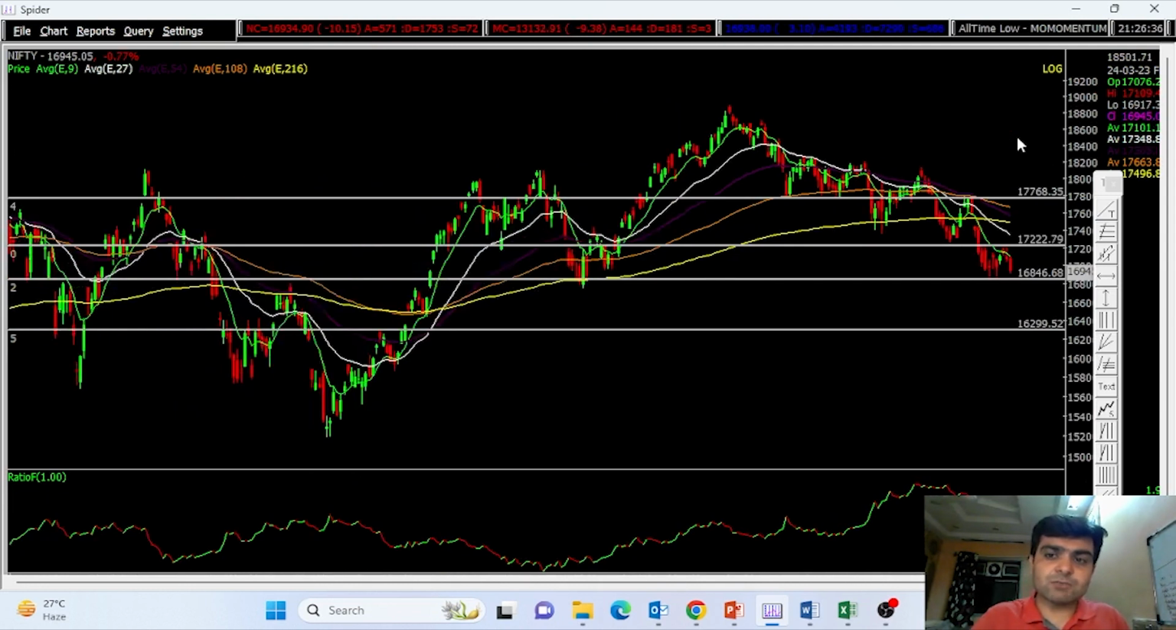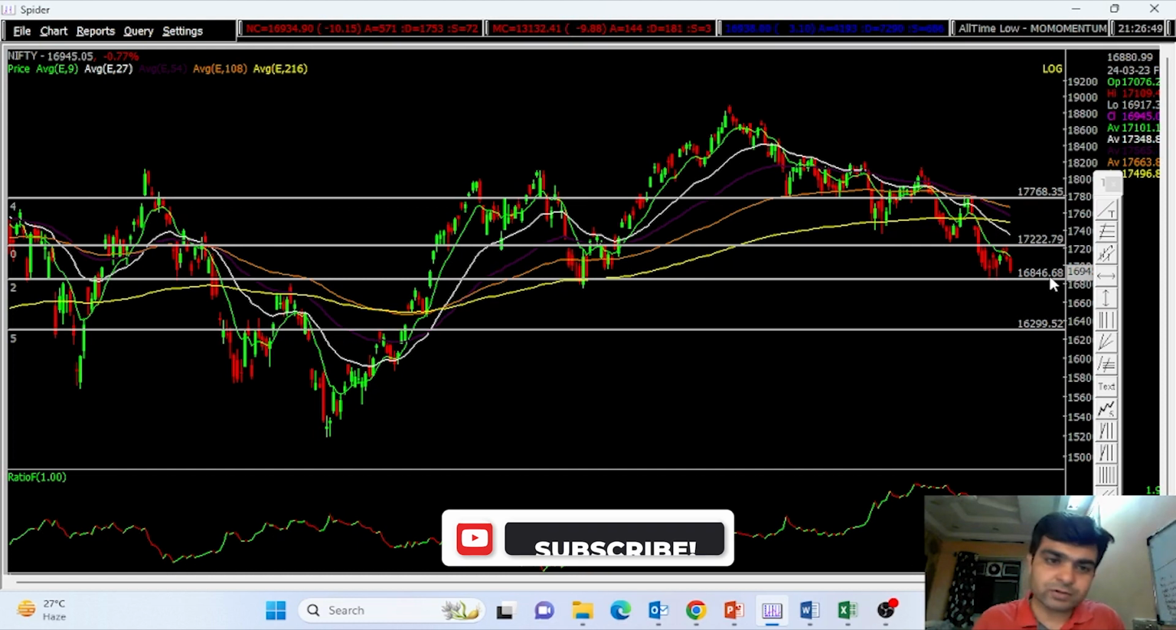So this is the market's view. As of now we are in the sideways zone, that is 17,200 to 16,800 level. We are under pressure. Moving below the 16,800 level can create more pain up to the 16,500 to 16,400 level.